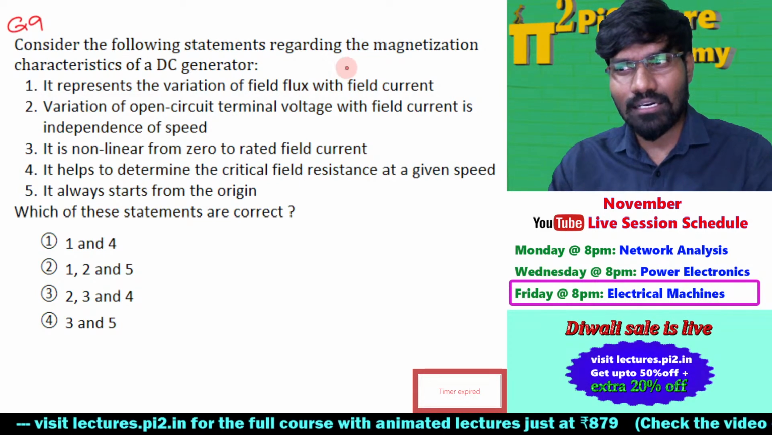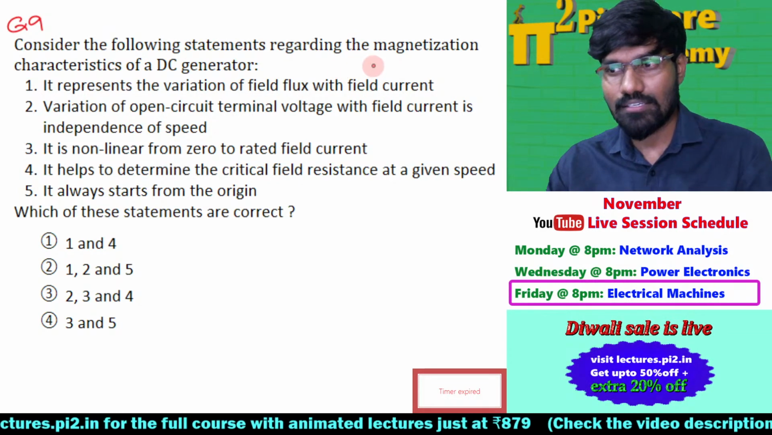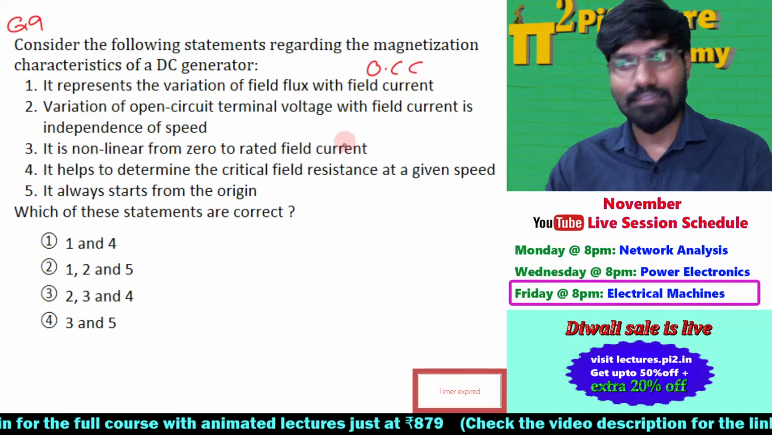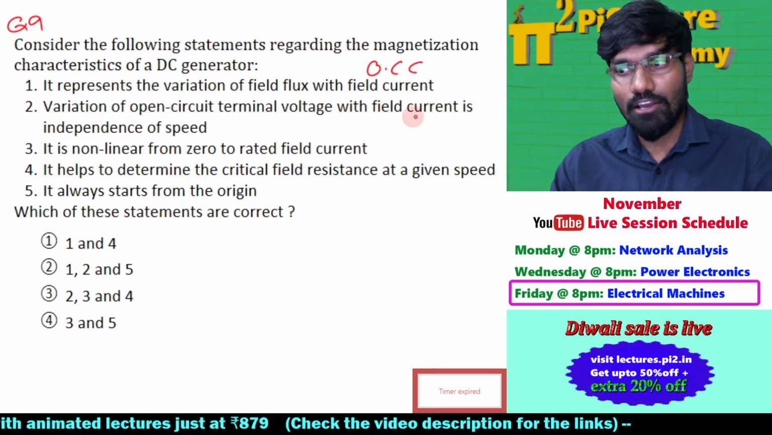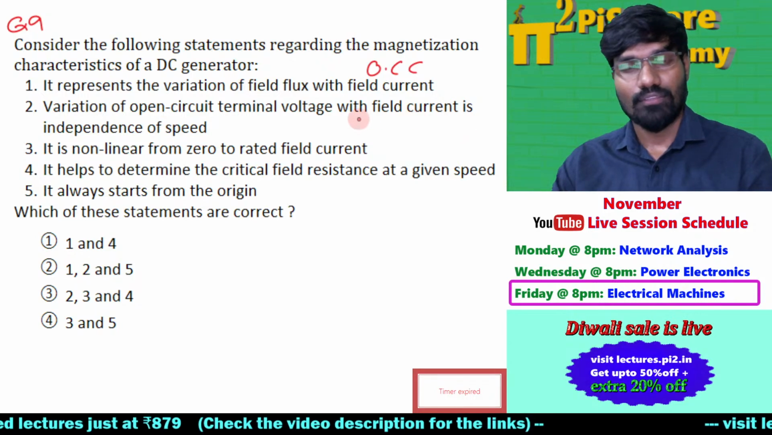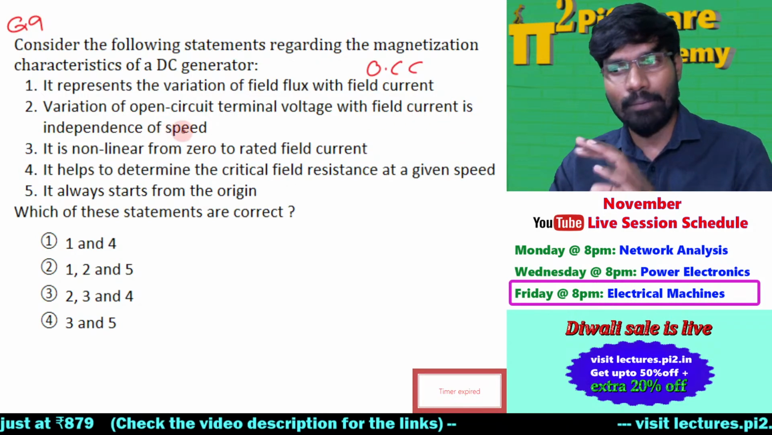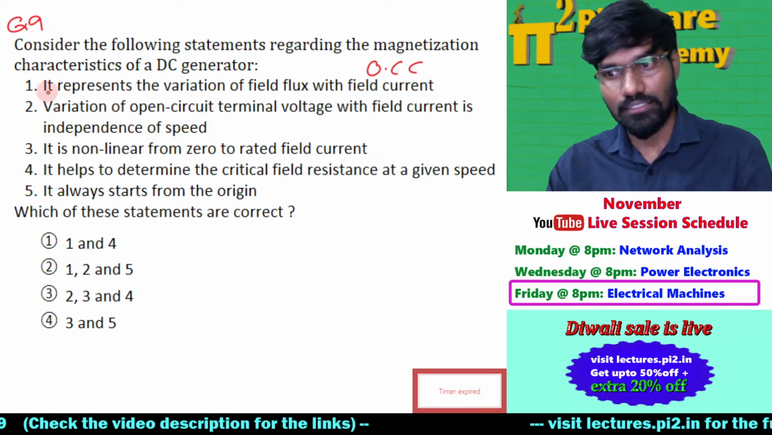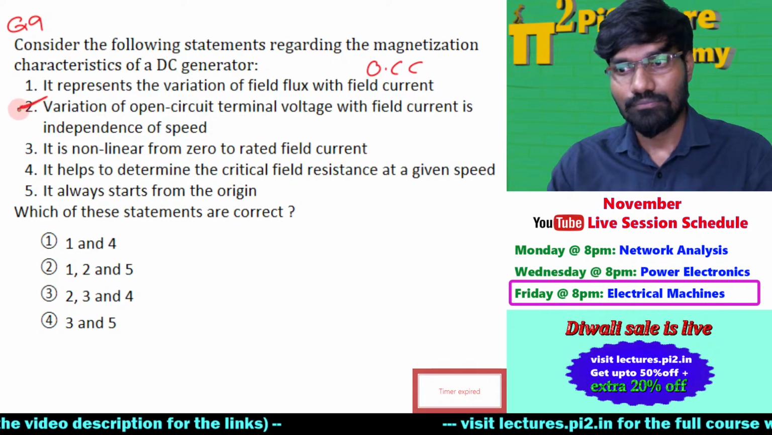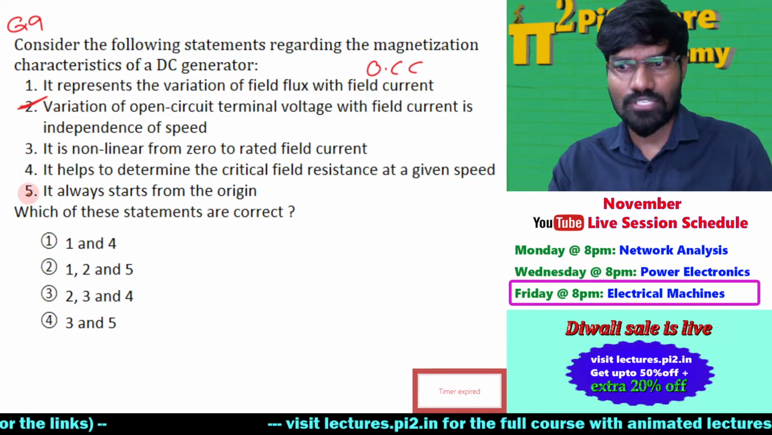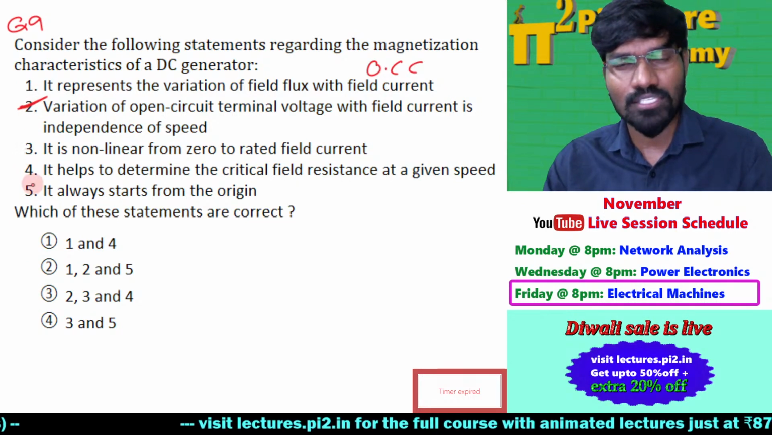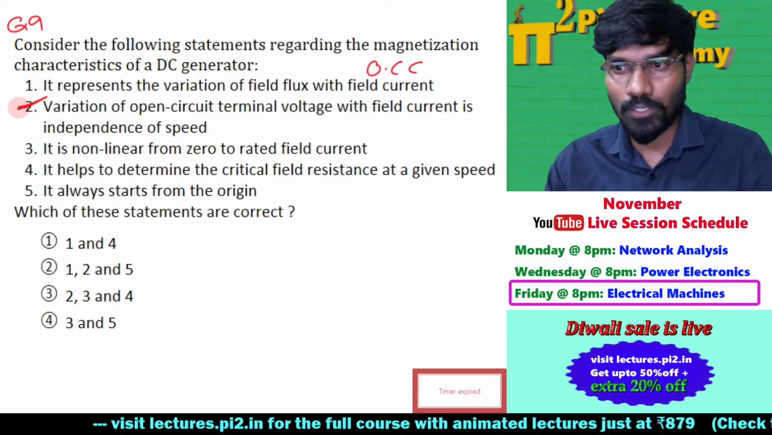No, DC generator magnetization characteristics or open circuit characteristics means what? Variation of open circuit terminal voltage with respect to field current, and it is independent of speed. It doesn't depend on speed. Yes, this is the right answer. This is the correct option. Okay, multiple select questions. If these options are not given, you need to select which one is correct. This is a correct one.